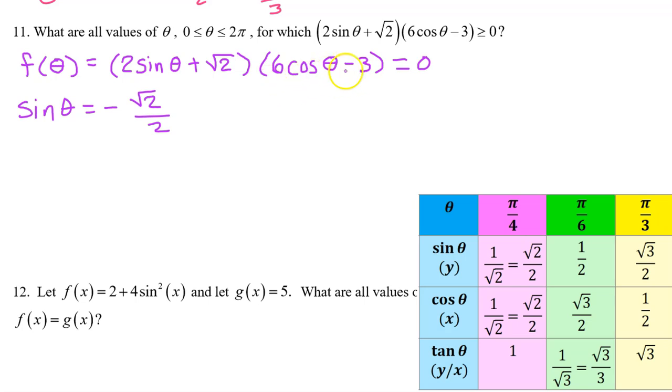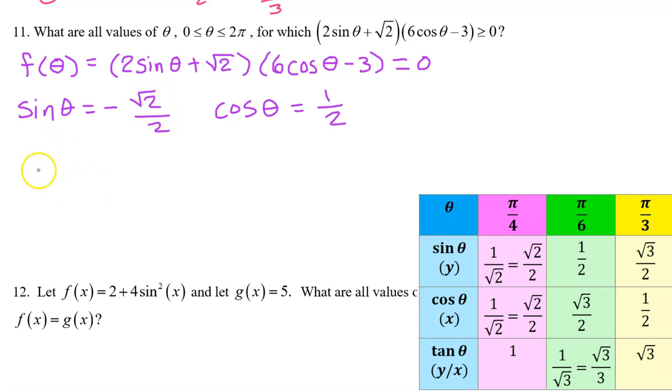For the second factor, if we set this equal to 0 and solve, we will add 3 to both sides and then divide by 6. That will leave us with cosine theta is equal to 3 over 6, which reduces to 1/2. Back to the first little equation. Let's find where sine theta is equal to negative radical 2 over 2.